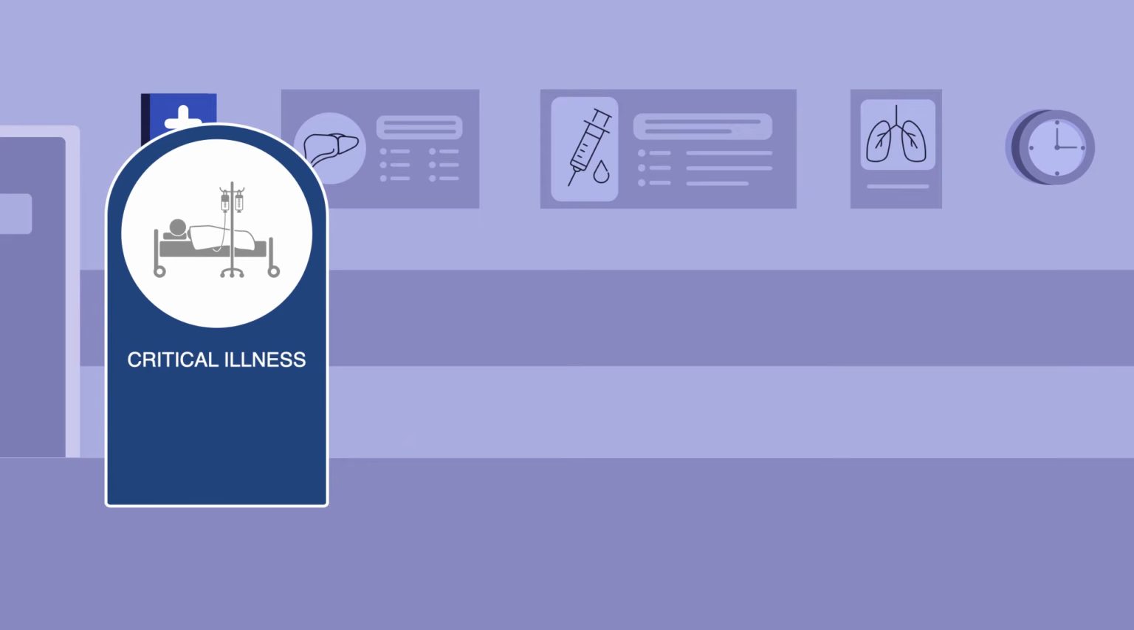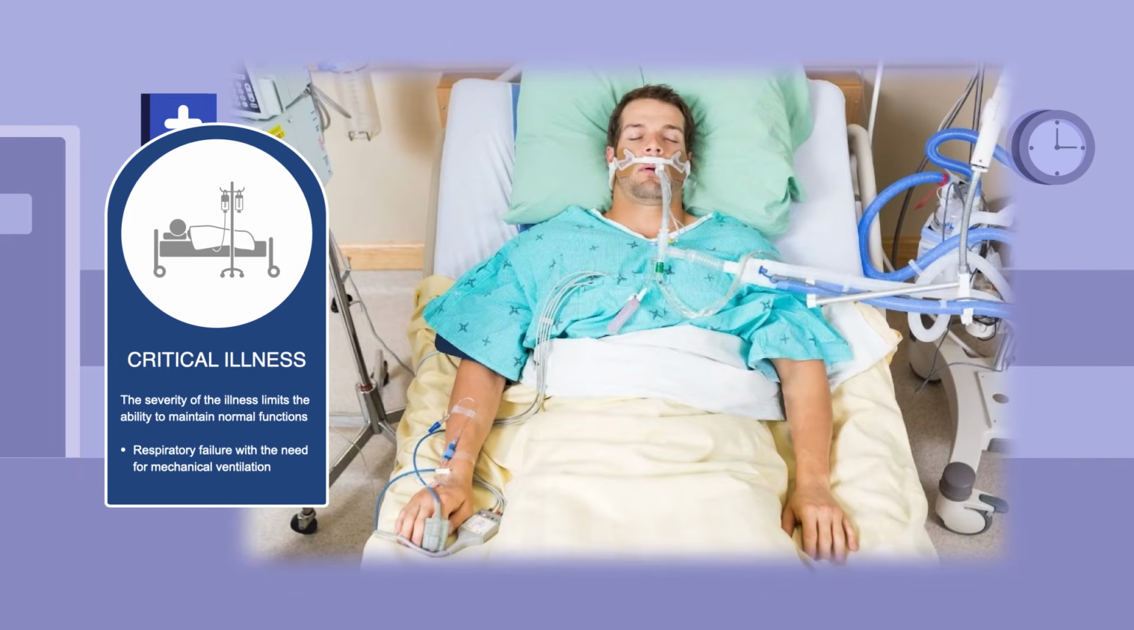The first group is the critically ill, who we are most likely to find being treated in an intensive care unit. Due to the severity of their illness, these patients are often unable to maintain many physiological functions on their own. One of the common results of critical illness is respiratory failure with the need for mechanical ventilation, or a ventilator. As you can see with the patient here, there is a tube that is inserted through his mouth and into his lungs to assist with breathing.